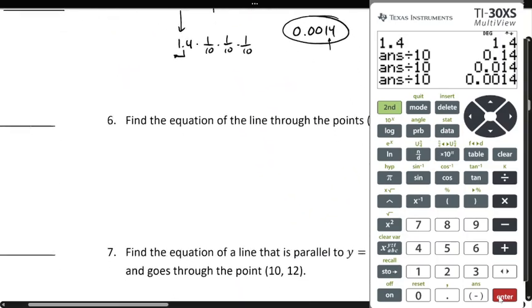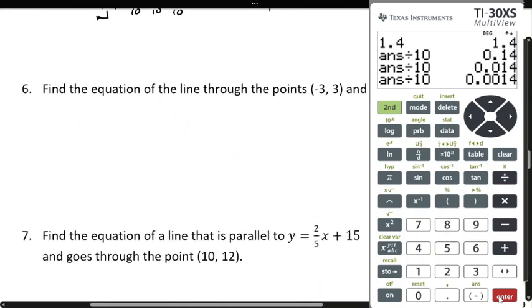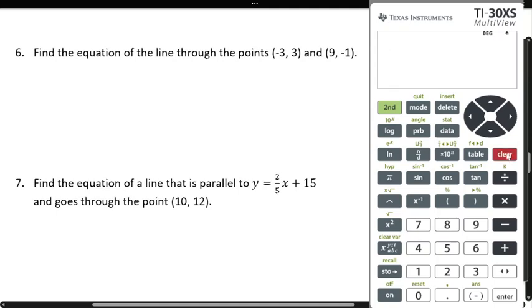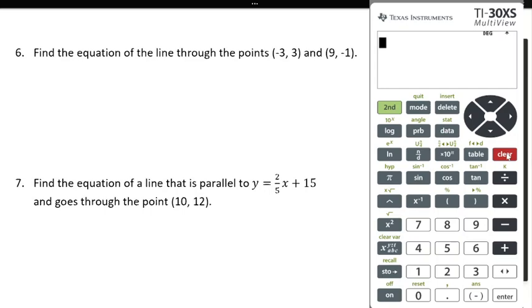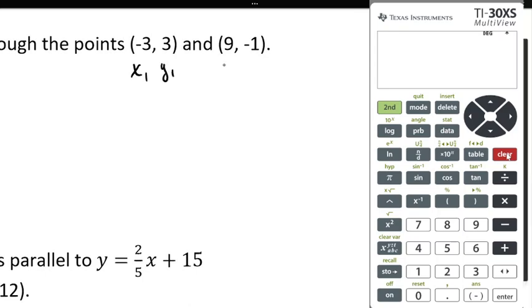All right, find the equation of a line through 2 points. So we're given 2 points, and we're asked to find the equation of a line that passes through those 2 points. One of the things you can do to clearly organize your work is identify your 2 points. Here is the x value from my first point. Here's the y value from my first point. Here's the x value from my second point. And here's the y value from my second point.